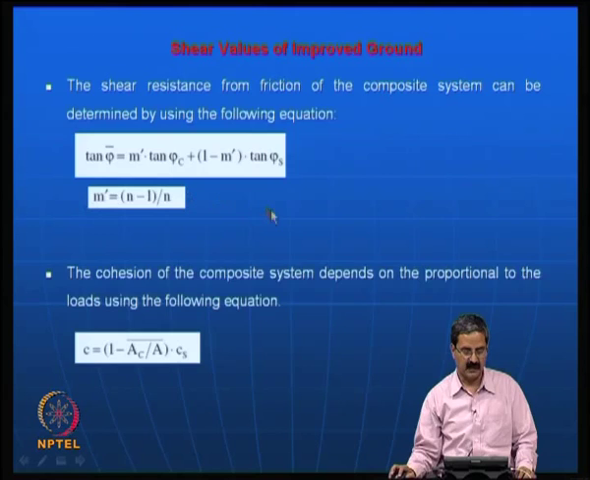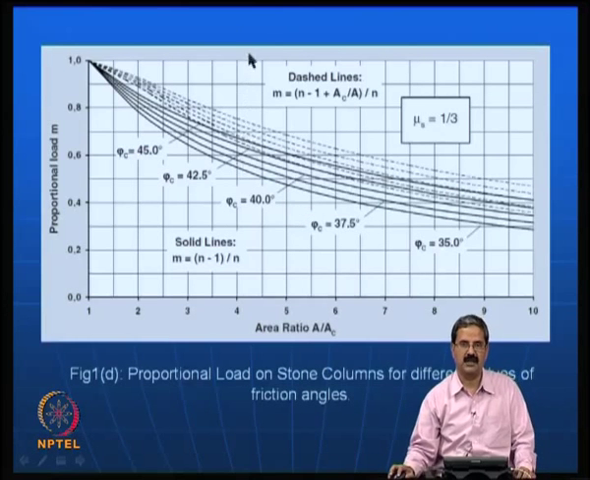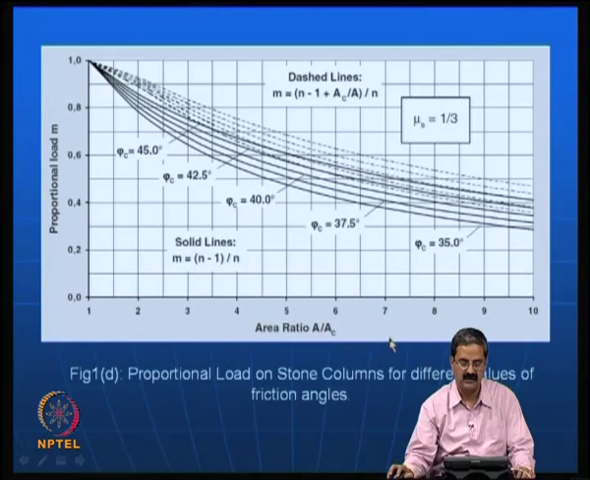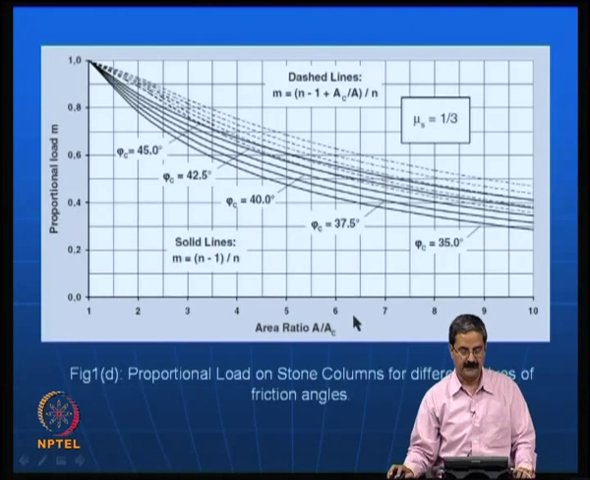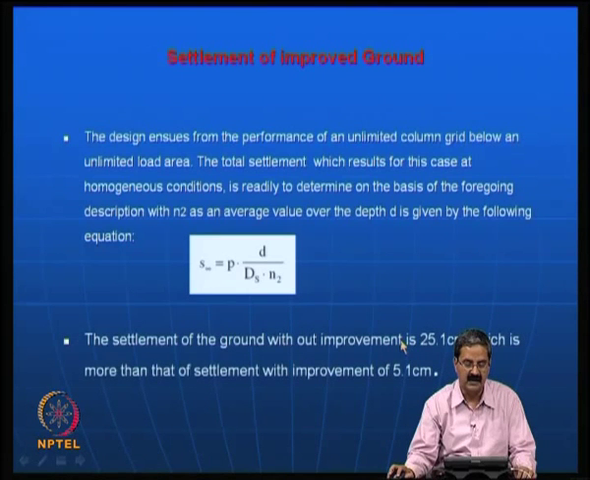One can also calculate the shear strength properties of the improved ground, and there are some expressions given here: the improved value of friction angle, the improved value of cohesion, and all that. The proportional load that the soil can take is also a function of the area ratio, like how much of the total load is transferred to the stone column, again a function of phi of the soil and the area ratio. These are all understandable ideas, and then he also has some expressions for settlement calculations.